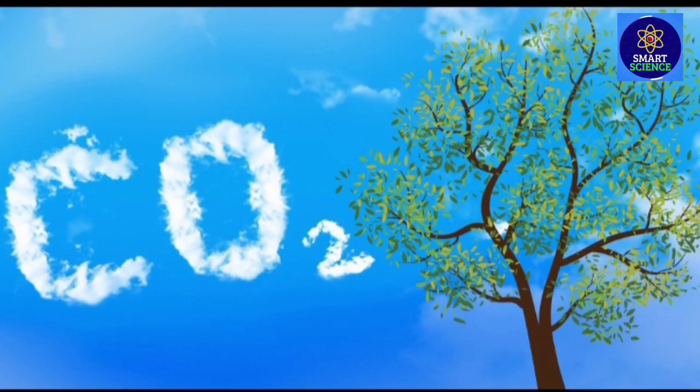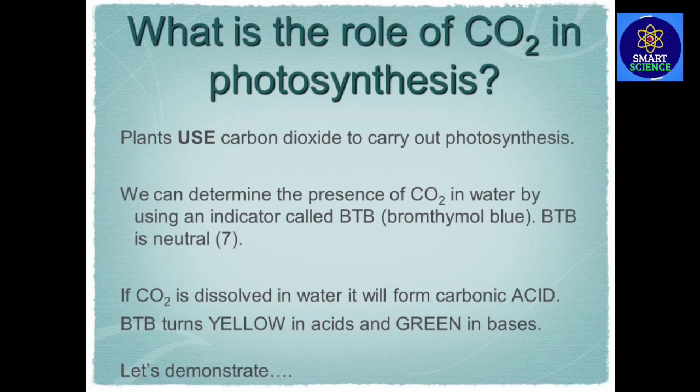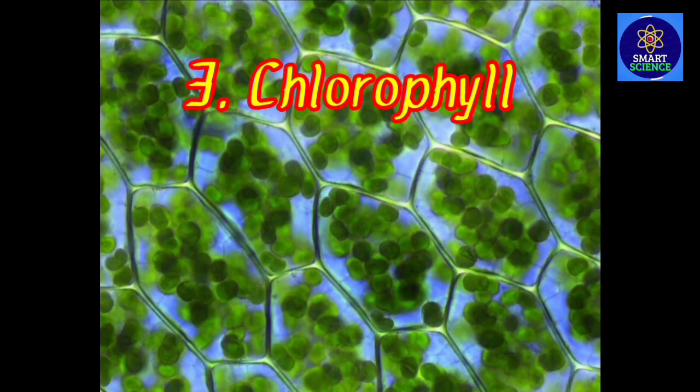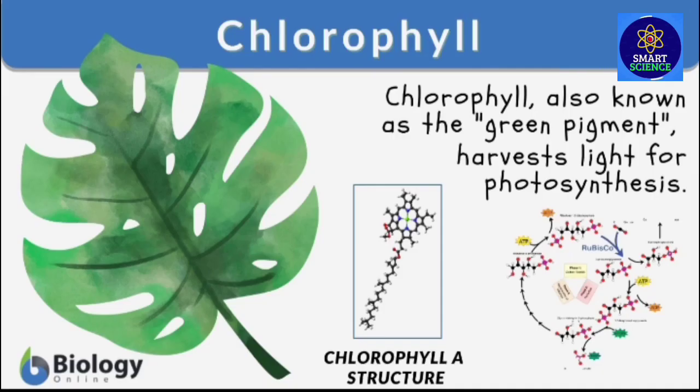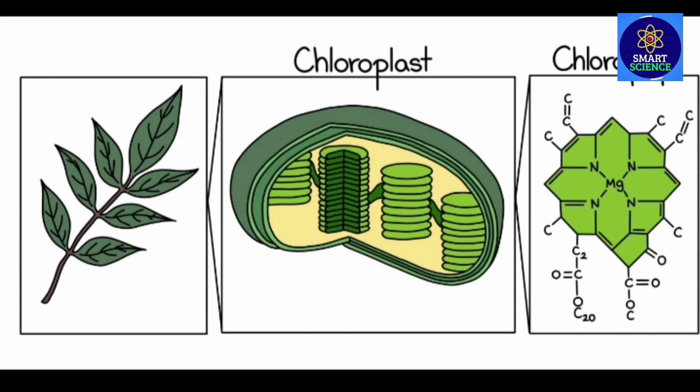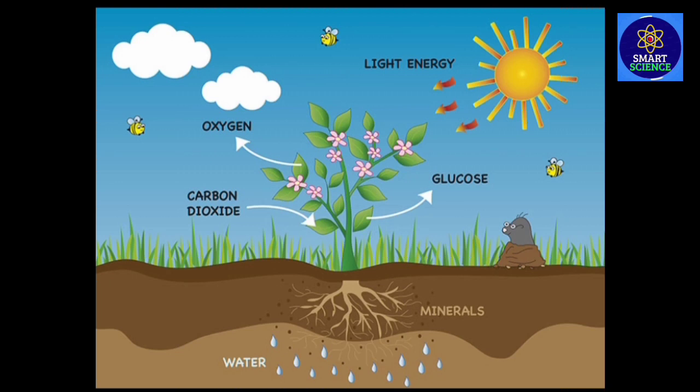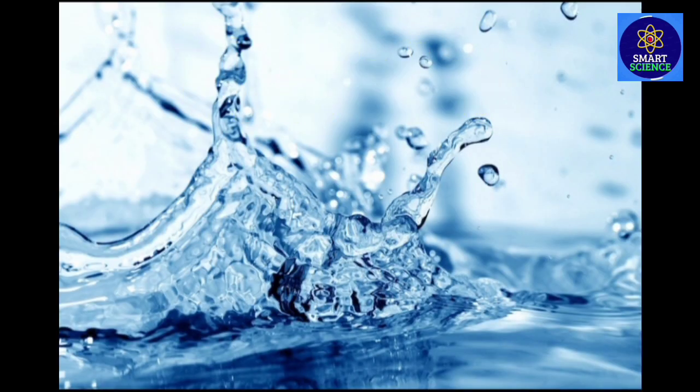Carbon dioxide also plays an important role in the process of photosynthesis. It prepares sugar molecules or glucose and oxygen with the help of sunlight. Third important factor in this process is chlorophyll, which is also known as green pigment. It absorbs the energy from sunlight and uses it to combine carbon dioxide and water in the green leaves to produce food.